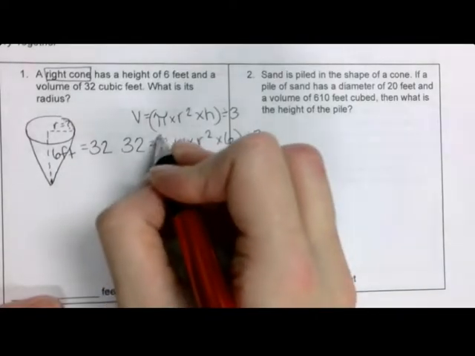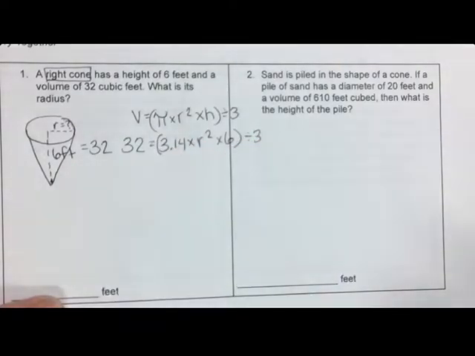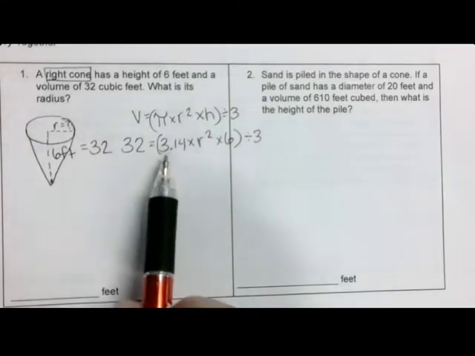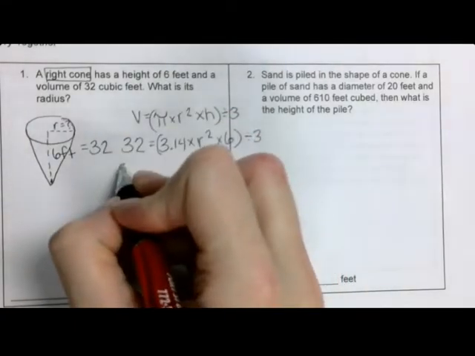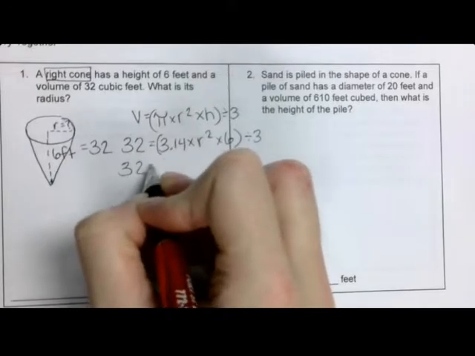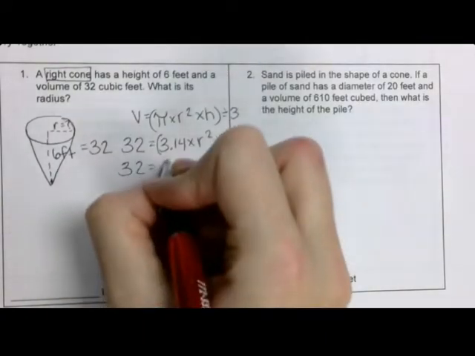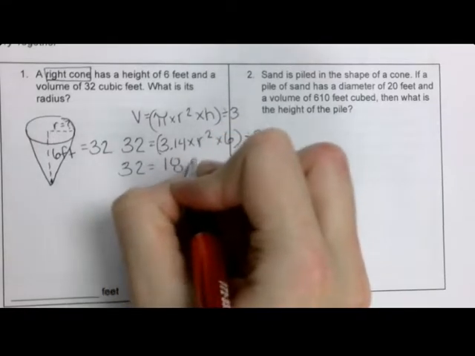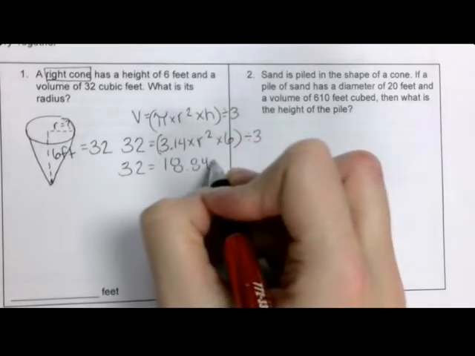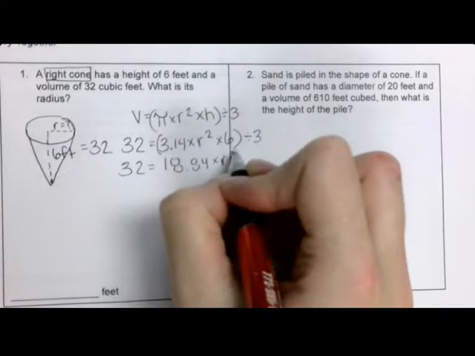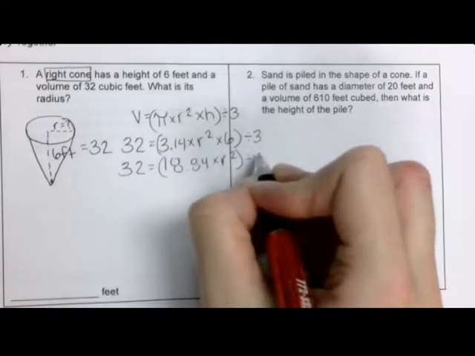So, let's do what you told me to do, right? When we were going over the other stuff before. We have 3.14 times 6. So let's do that. So I give you 18.84 times r squared, all divided by 3.